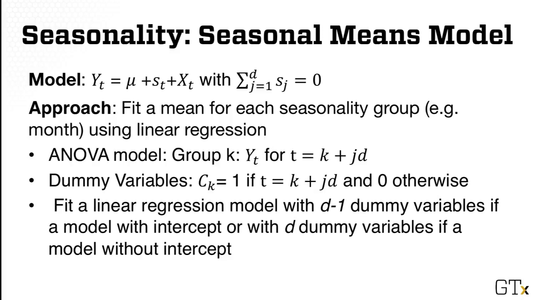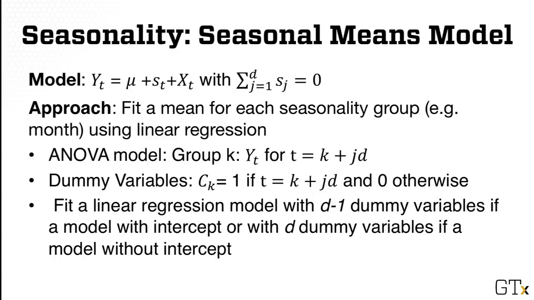When fitting categorical variables with d groups, we only include d-1 dummy variables if the model has an intercept. Thus, this approach reduces to estimating a linear regression model. This can be convenient since we have a trend. We can estimate the trend and the seasonality in one regression model.